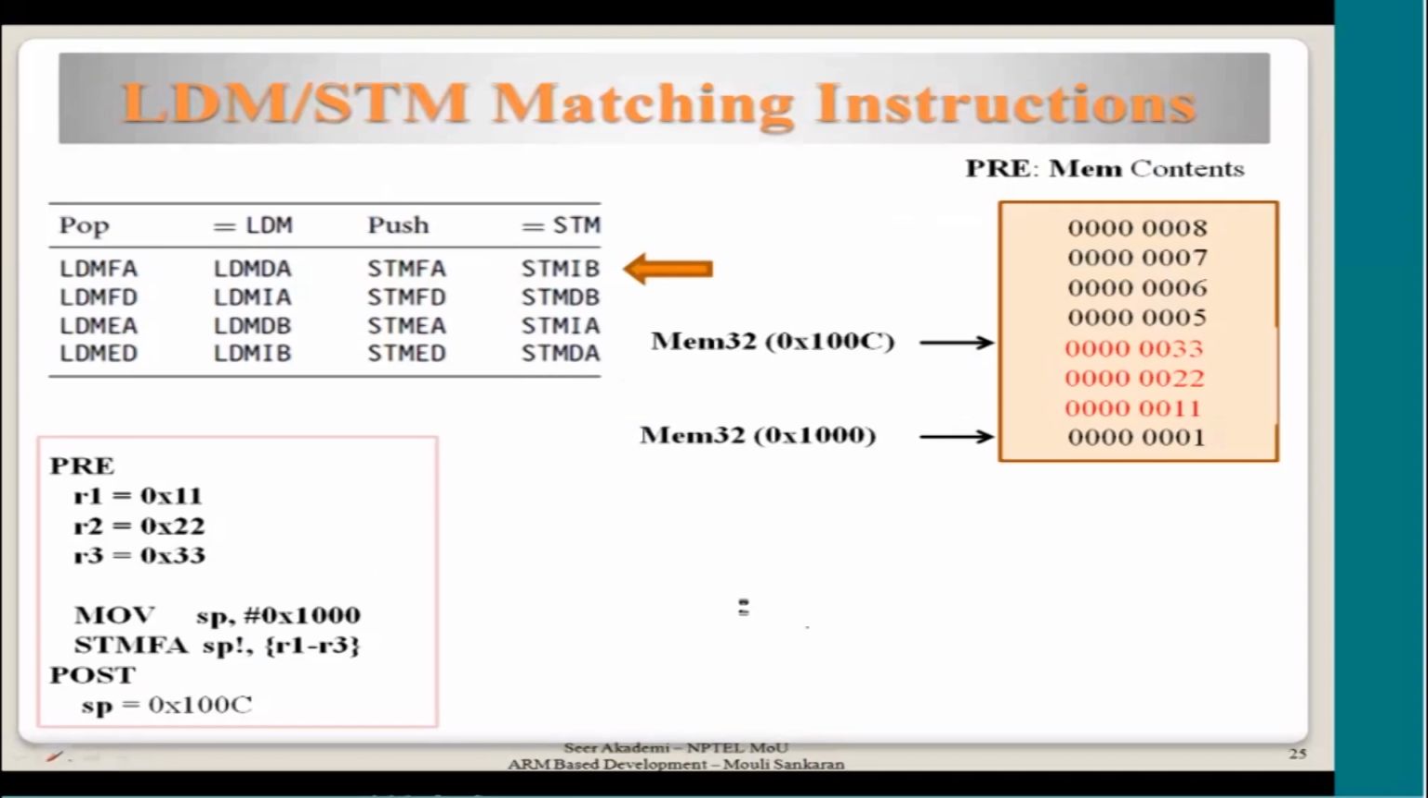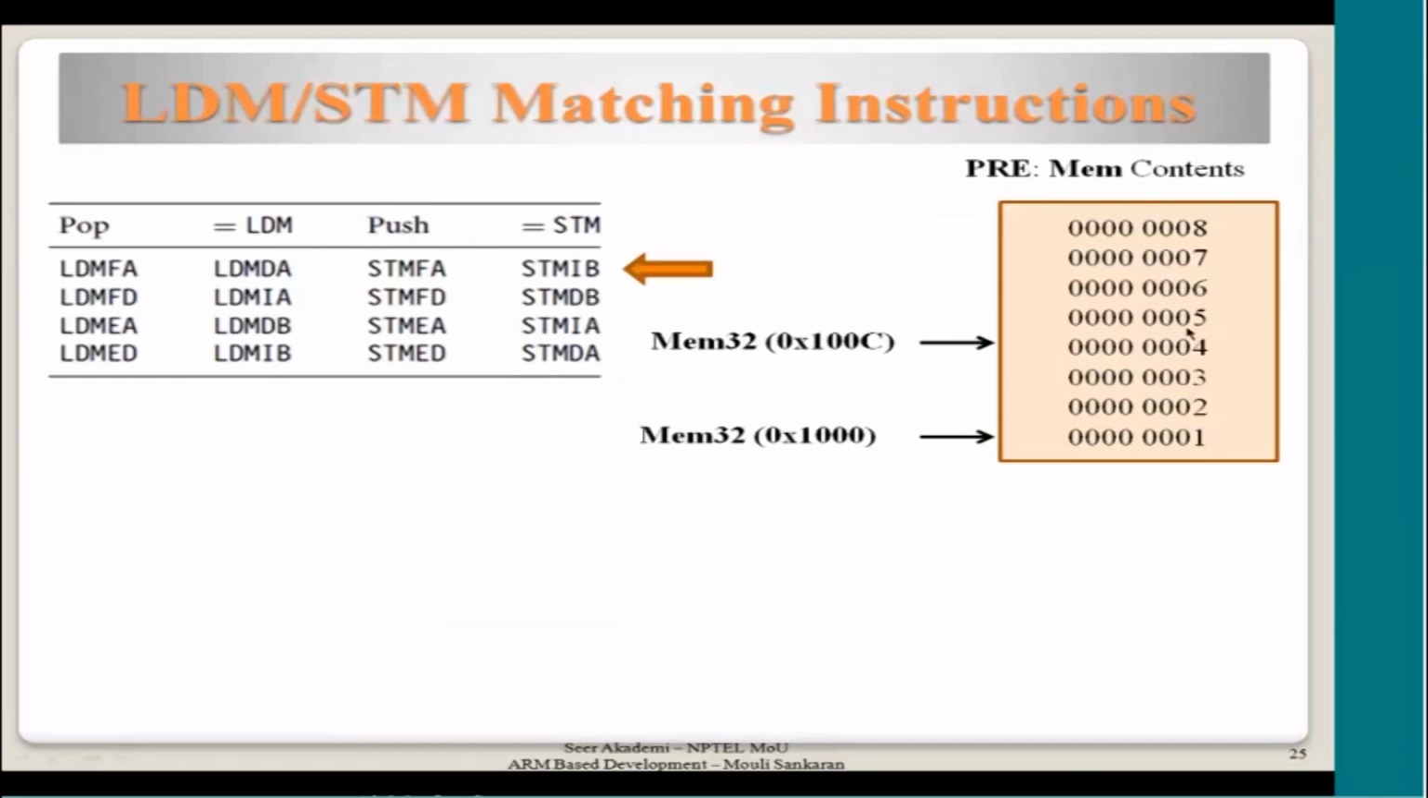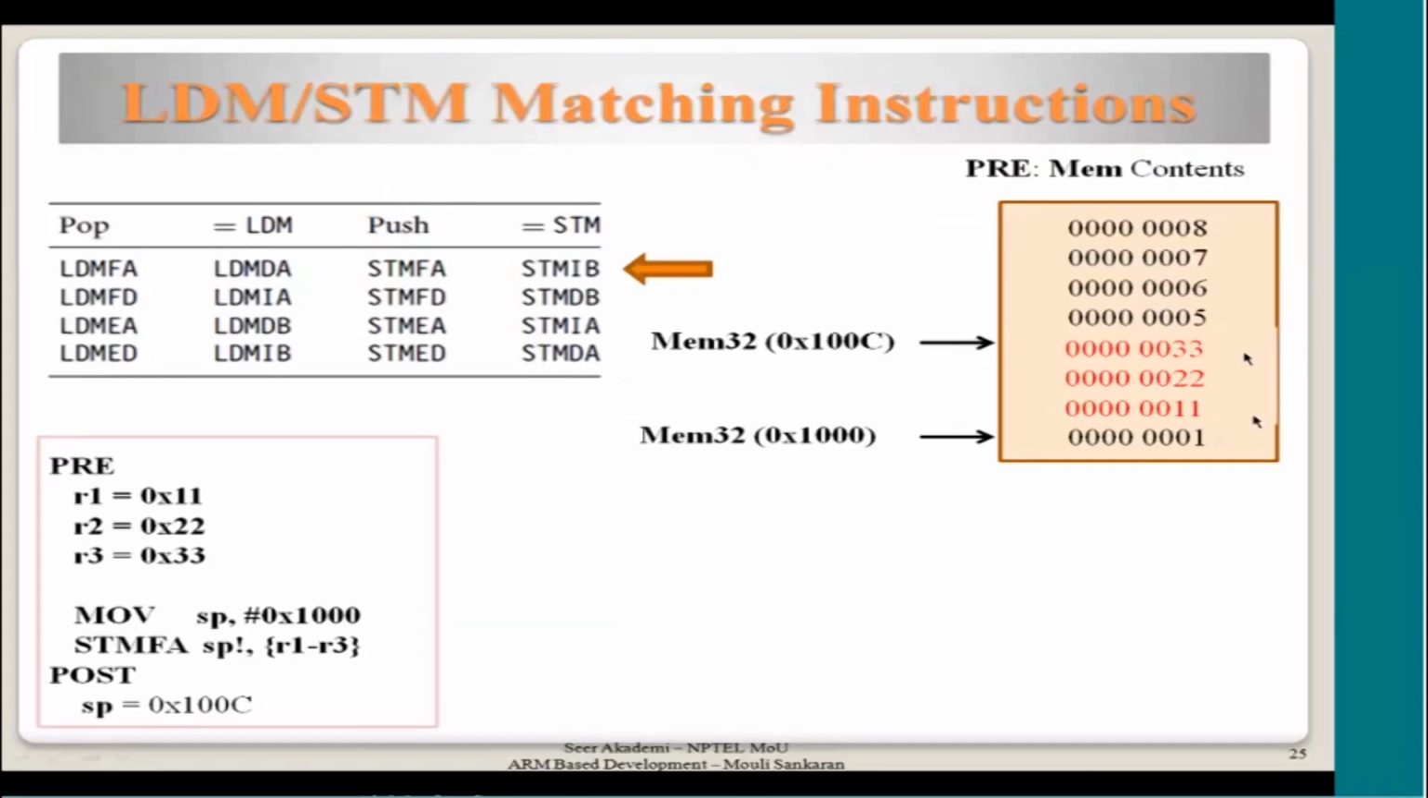Okay. Let me come back to the moves. Now you see, I am taking this first example. I have used STMFA. Okay. This is the one. This line is the same. What am I doing? I am doing a store operation. Okay. First, before doing anything with the stack, I want to do a store operation. You see that R1, R2, R3 were having these values. Prior to this, memory was like this. Now it is changed to 11, 12, 13.